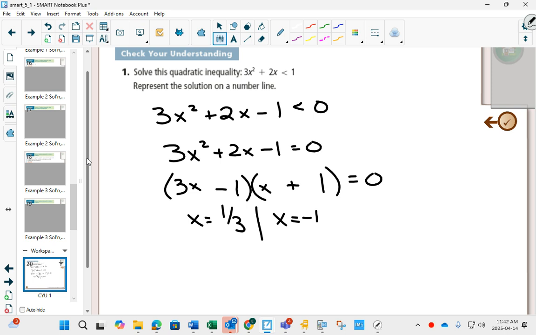Now the inequality part comes in. We draw a number line. We put our 2 points on our number line. Obviously negative 1 is less than 1/3. In this case, we would have open circles because it's just less than 0, not greater than 0.